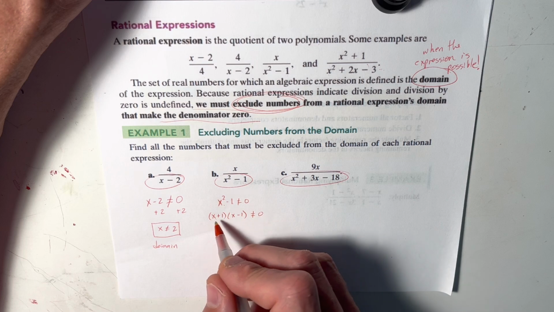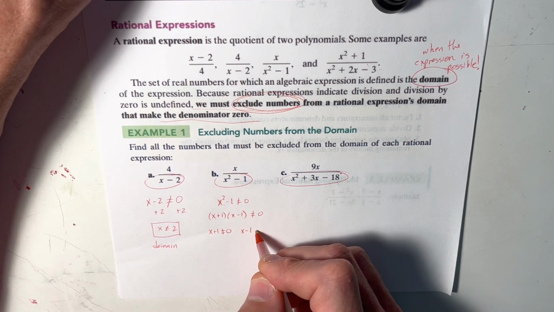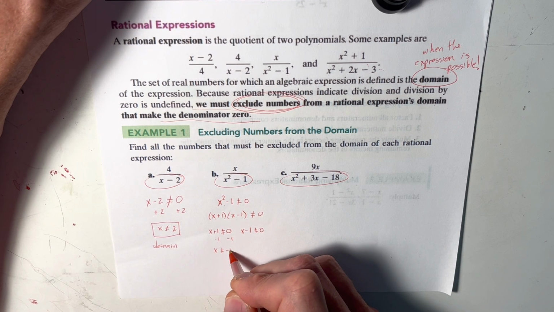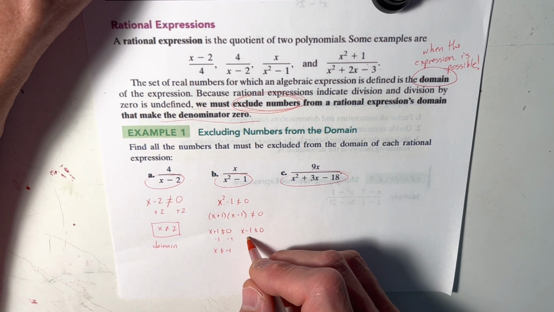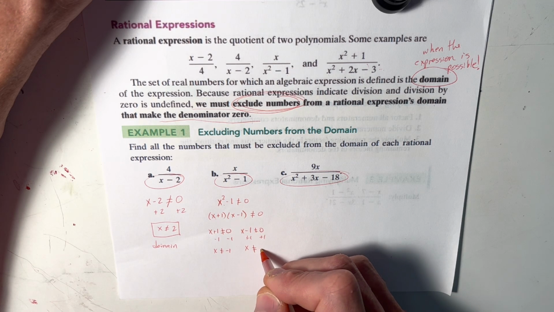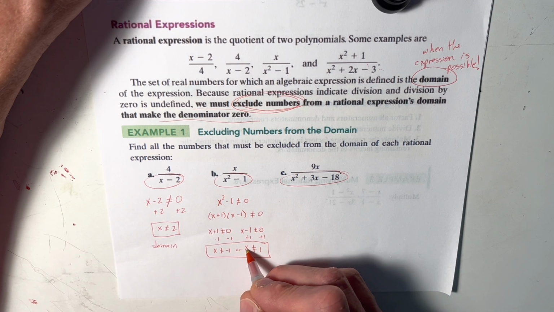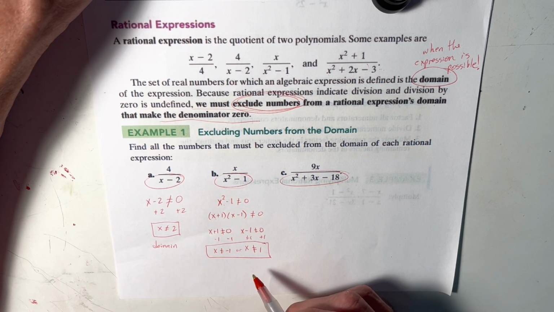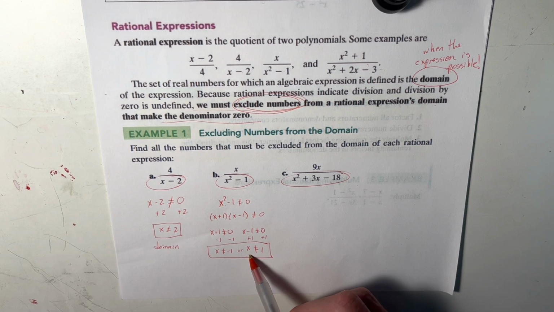Now we use our zero product property, and we have x plus 1 cannot equal 0, and x minus 1 cannot equal 0. Subtract 1, x cannot equal negative 1. And add 1 to both sides, and then x cannot equal positive 1. So x cannot equal negative 1 or positive 1 in order for this to be a rational expression without a denominator of 0. So this is the domain of example B.